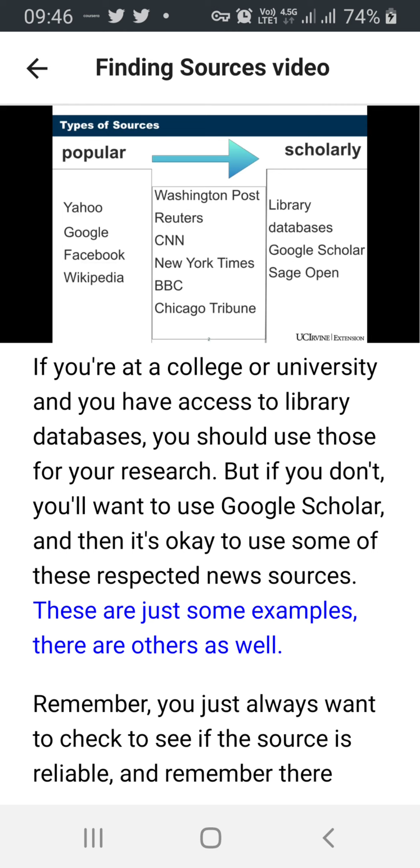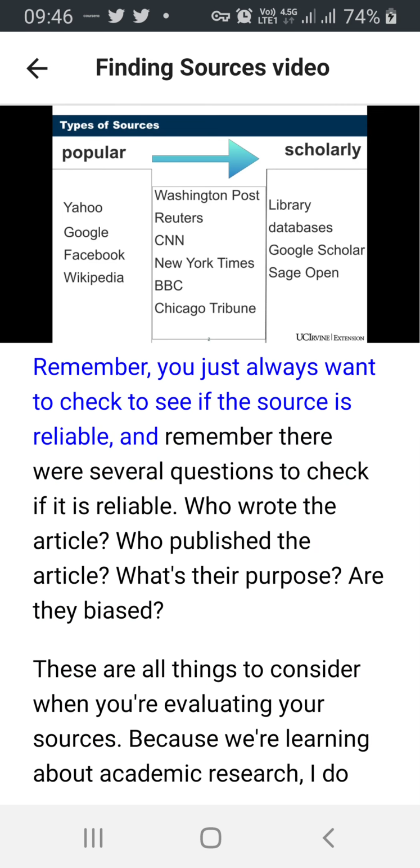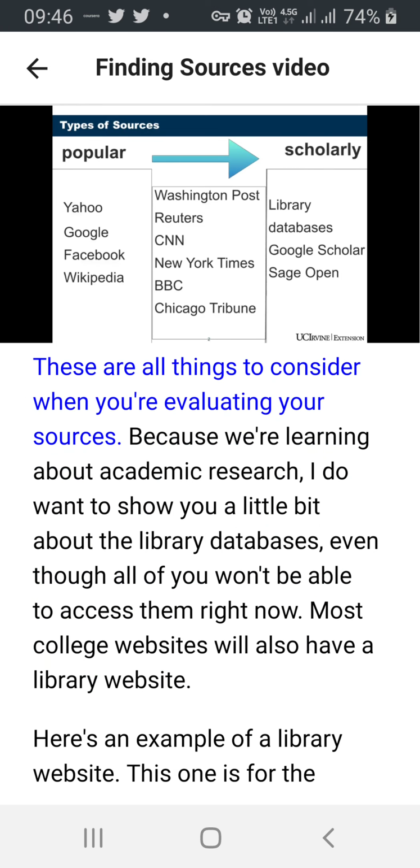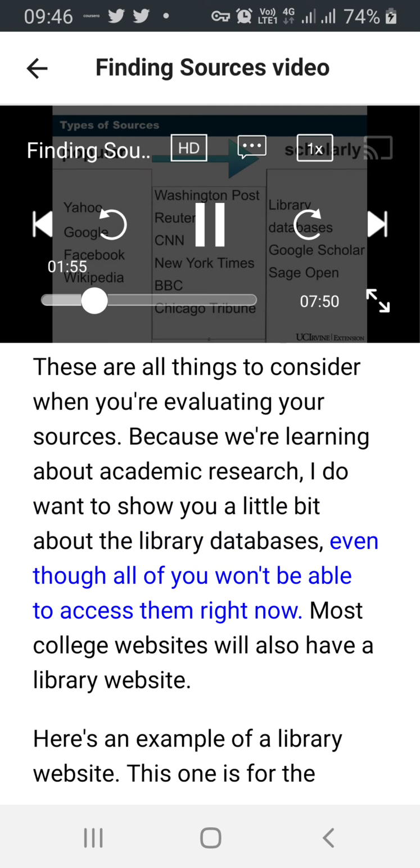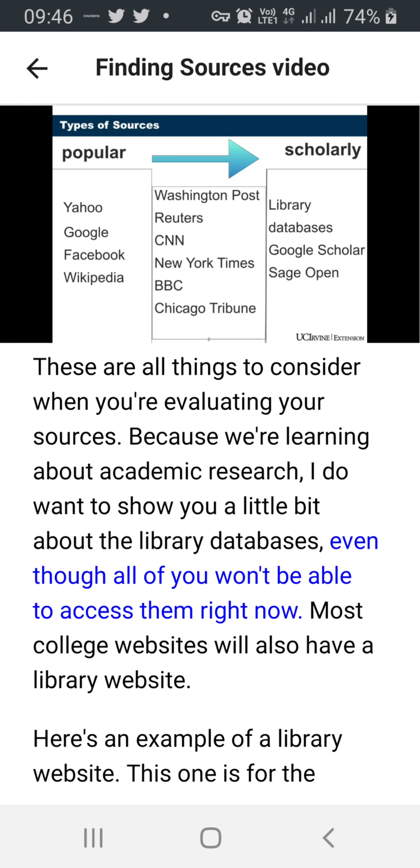There are others as well. Remember, you just always want to check to see if the source is reliable. And remember, there were several questions to check if it is reliable. Who wrote the article? Who published the article? What's their purpose? Are they biased? These are all things to consider when you're evaluating your sources. Because we're learning about academic research, I do want to show you a little bit about the library databases, even though all of you won't be able to access them right now.